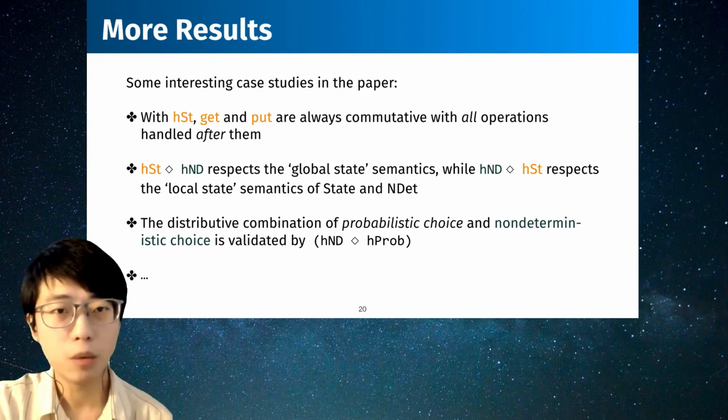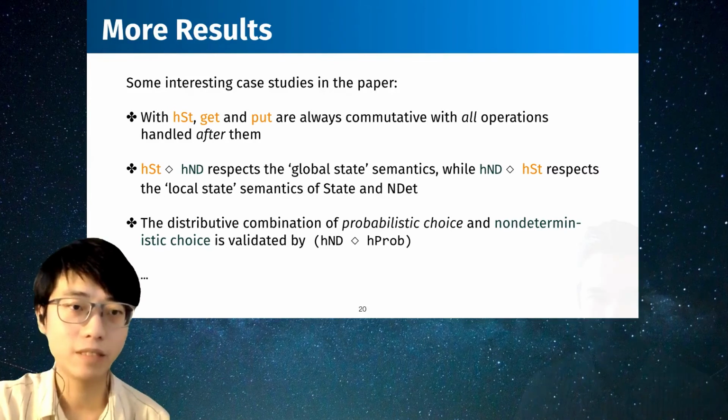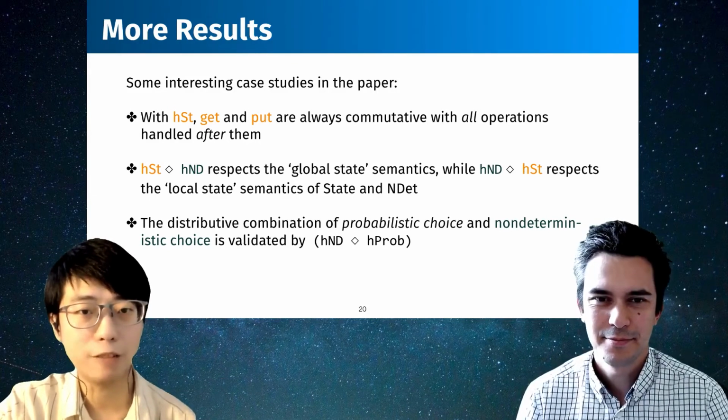For example, we show that with the standard handler of state, the stateful operations, get and put, are always commutative with any operations handled after the state handler. This is a generalization of the example we've just seen. So these are basically what we have in the paper.